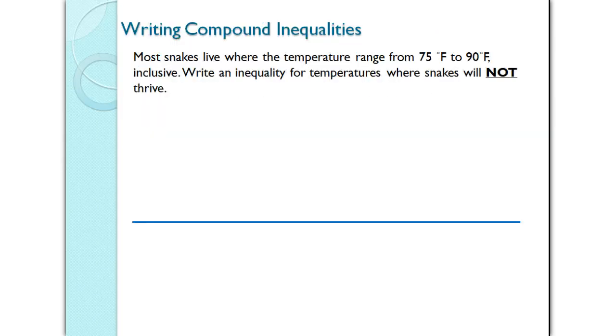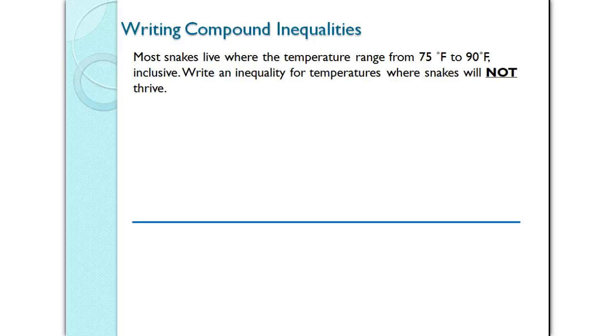So let's first dive into writing compound inequalities. Our first problem talks about snakes. It says most snakes live where the temperature ranges from 75 degrees Fahrenheit to 90 degrees Fahrenheit, inclusive, meaning that 75 and 90 degrees can be included in the value.